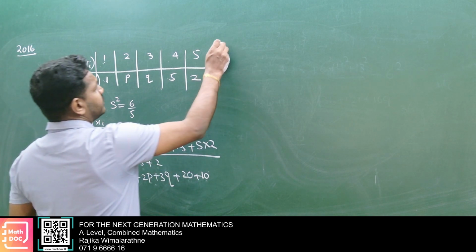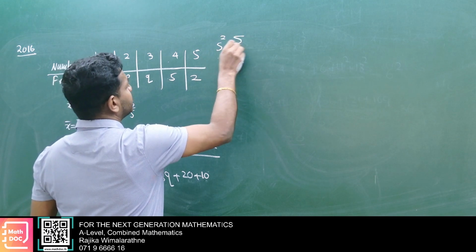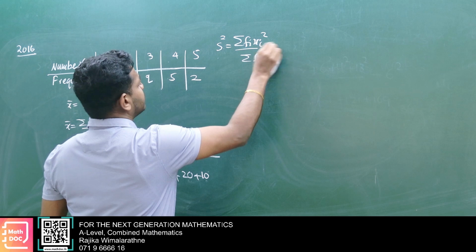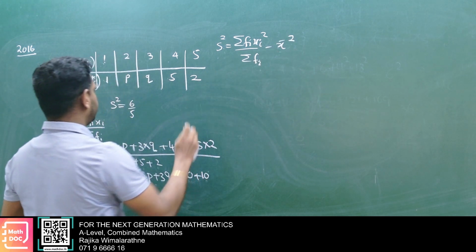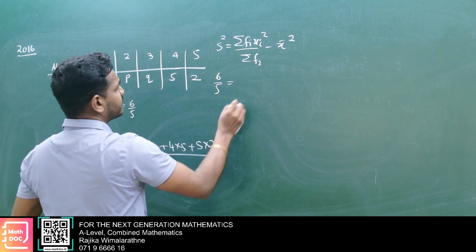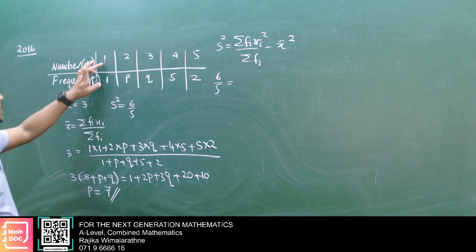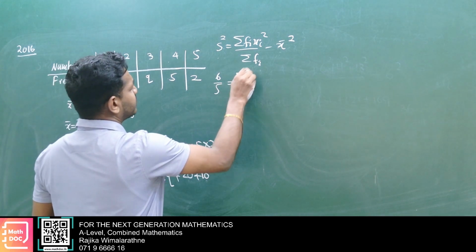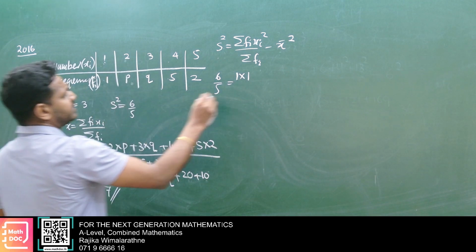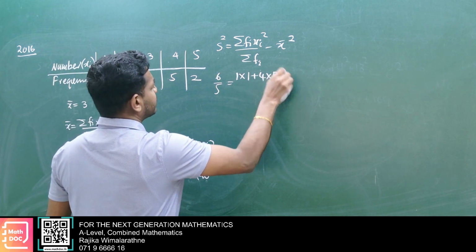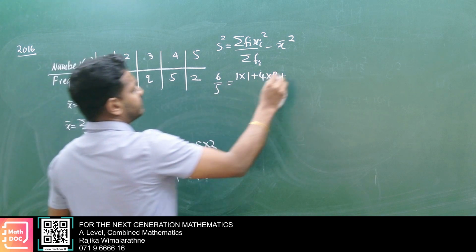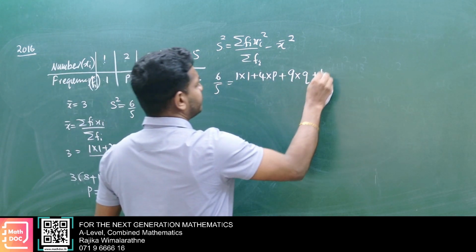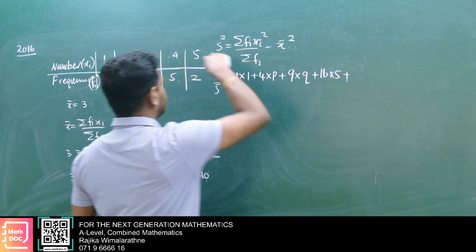Then variance S square equals sigma fi xi square divided by sigma fi minus x bar square. Now the variance is given as 6 over 5. Then sigma fi xi square: 1 times 1, then xi square 4 times P, 9 times Q, 16 times 5, 25 times 2.